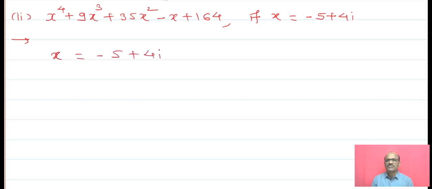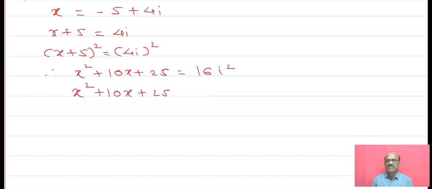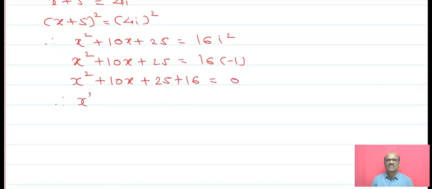Now x is equal to minus 5 plus 4i, x plus 5 is equal to 4i. Squaring on both sides, x plus 5 bracket square is equal to 4i bracket square, x square plus 10x plus 25 is equal to 16i square, and it is x square plus 10x plus 25, that is a minus 16, and it will become plus, that is 25 plus 16, equal to 0. Therefore, x square plus 10x plus 41 equals 0.